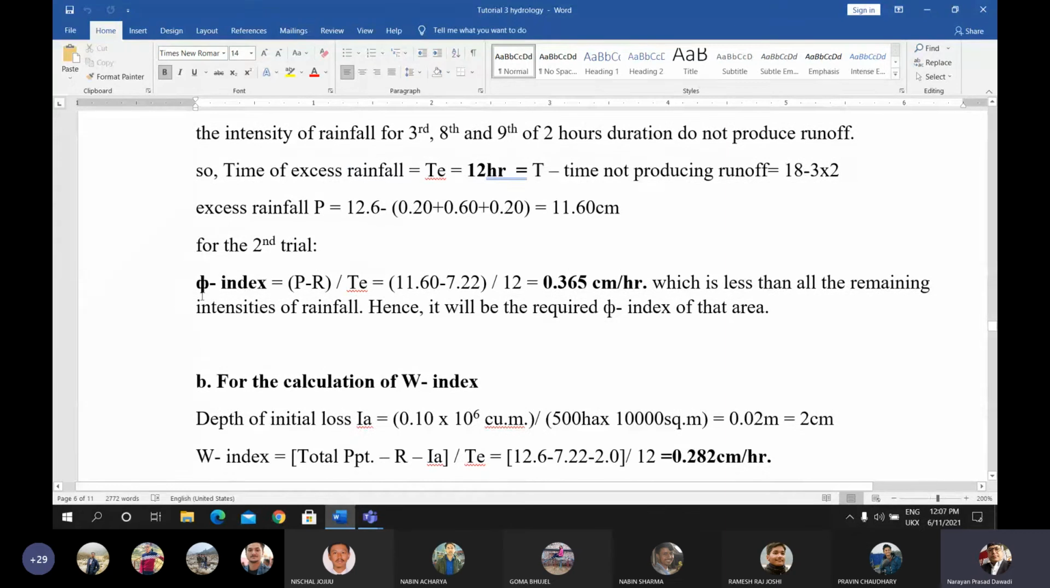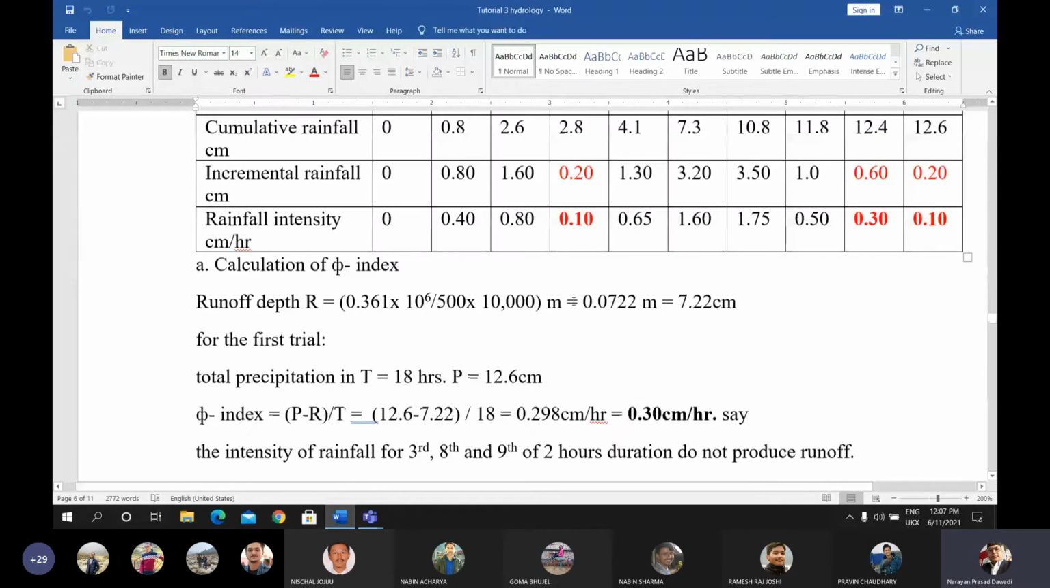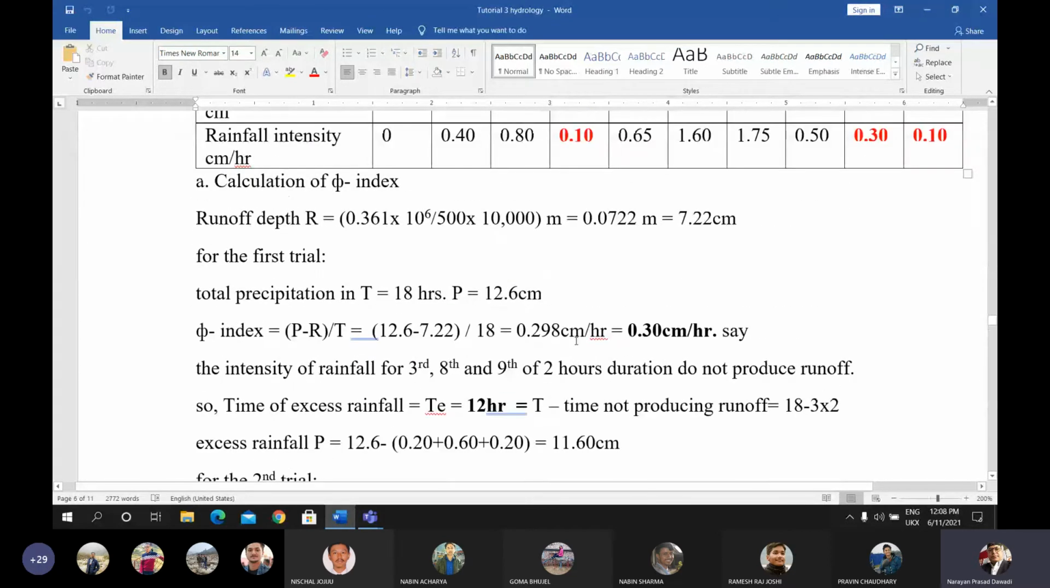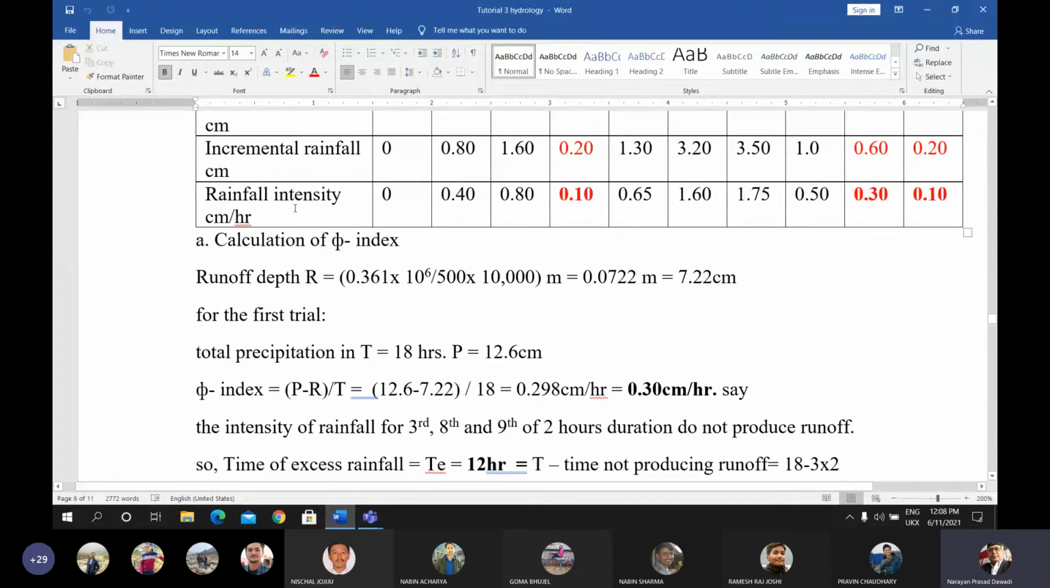Now for the second trial, phi index is equal to P minus R divided by T. The P value is 11.60 for the second trial, minus the R value of 7.22, as already calculated, and the T value is 12 hours for the second trial. This gives the phi index as 0.365 centimeter per hour. Now look at the second trial: the phi index is 0.365. Compare it with the remaining rainfall intensity.